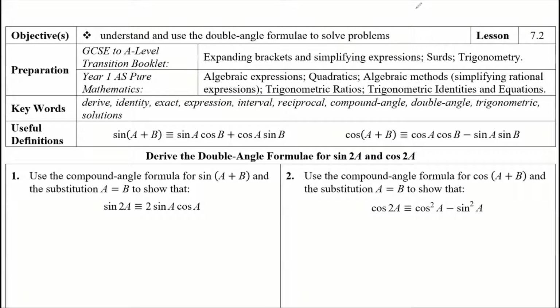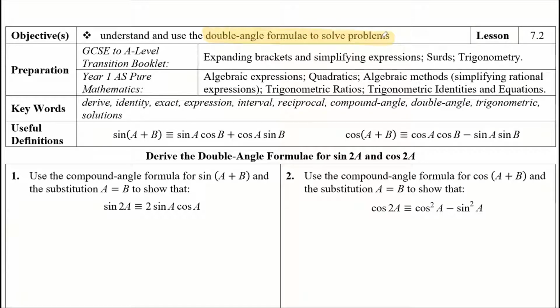Welcome to lesson 2 from chapter 7, Trigonometry and Modelling from year 2 Pure Maths. And today we're going to look at the double angle formulae, or alternatively known as the double angle identities. Your first job today is to actually derive these double angle identities.